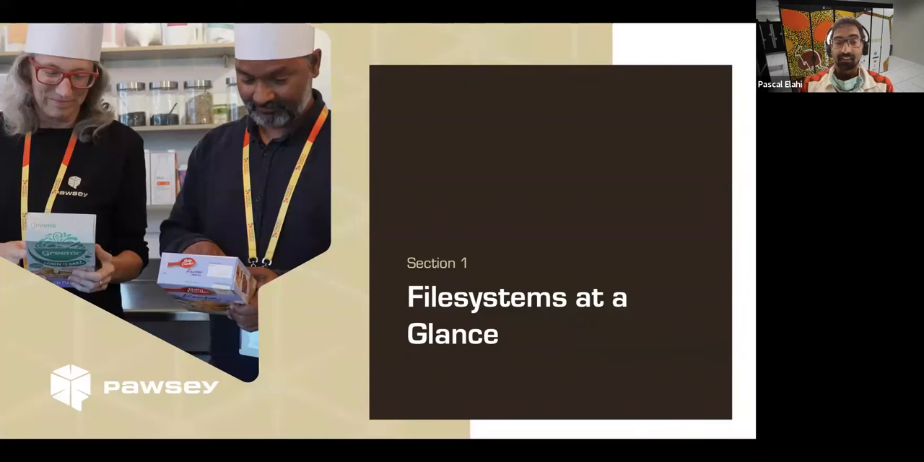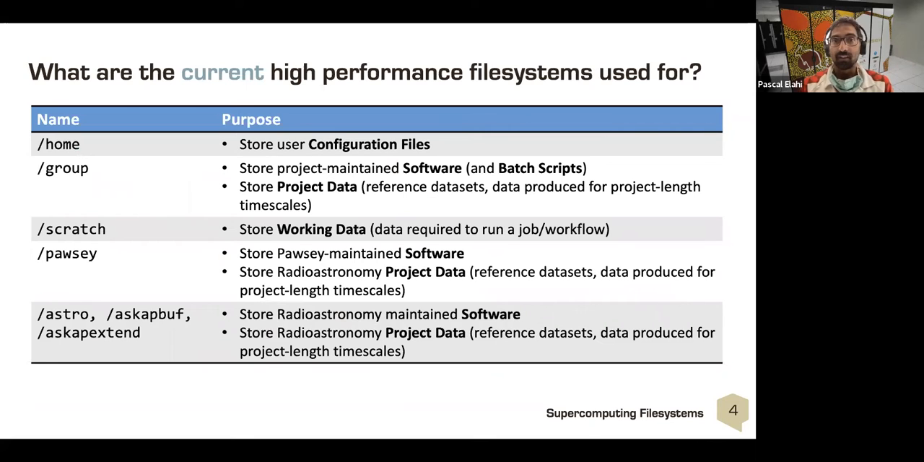Now, file systems at a glance. So the current file systems, the pre-Setonix file systems, are home, group, scratch, Pawsey, and a few Astro-related file systems. The purposes vary. They're meant to be for specific purposes. So home stores user configuration files, and group is to store project maintained software and associated scripts for that software, and project data. And by project data, I mean reference data sets and data sets that are produced that are meant to be kept for project-like timescales. Scratch is for storing working data, the data you need to actually run your jobs. And Pawsey currently is used to store Pawsey maintained software and also some radio astronomy project data.